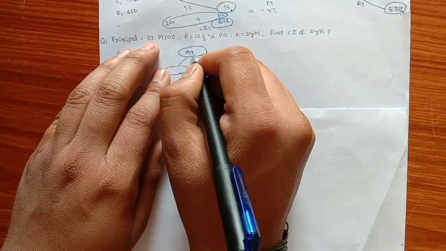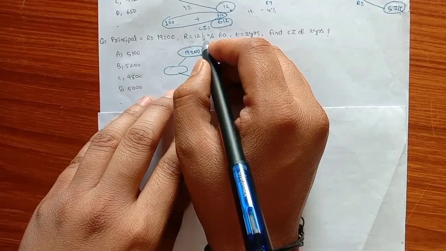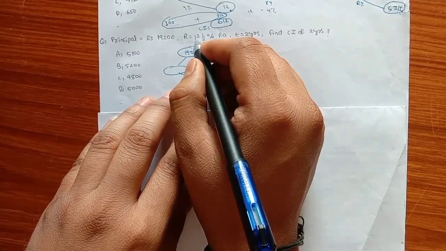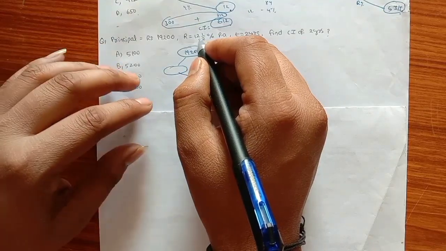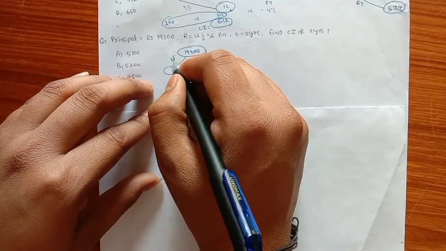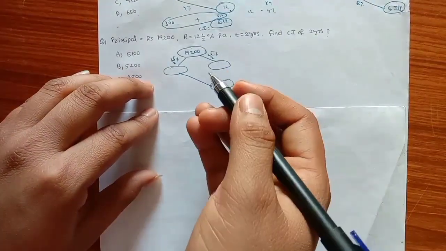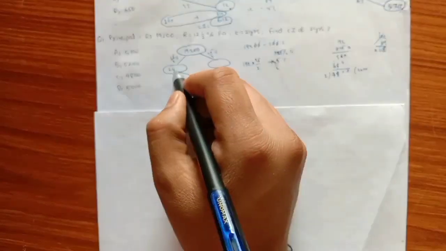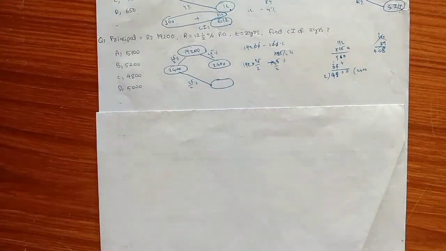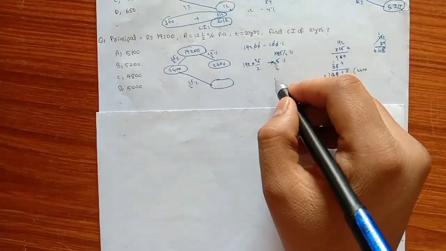The principal is 19,200. Here we need to mention the principal, and the rate is 12 1 by 2, which equals 12 into 2 plus 1, which is 25 by 2. So 25 by 2 is the percentage. Here also we mention 25 by 2 percentage, 2400. So here also 2400.